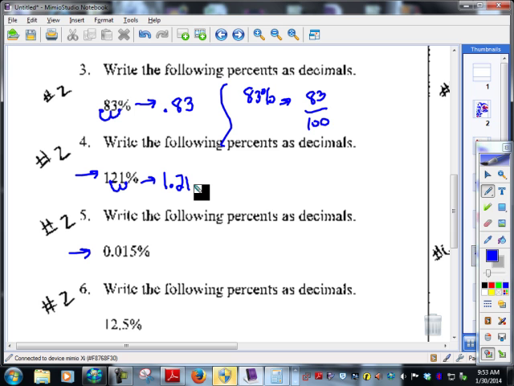So please watch, because I know people are doing this answer. I see people putting the answer 0.121. That's wrong. You divided by 1,000. You moved it 3 places. You cannot do that. Okay?